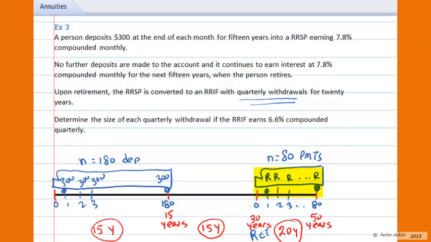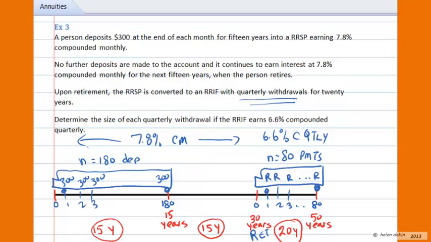The interest rate also changes for that last 20-year period. The interest rate is 6.6% compounded quarterly. So we've got 6.6% compounded quarterly for the last 20-year period, and we have a consistent rate of 7.8% compounded monthly for the first 30 years. So I think we've got the time diagram filled in with as much information as we can.